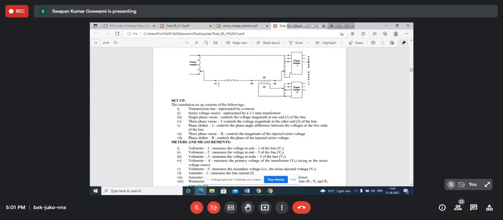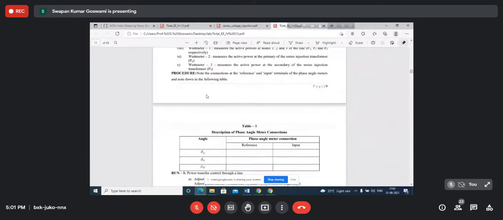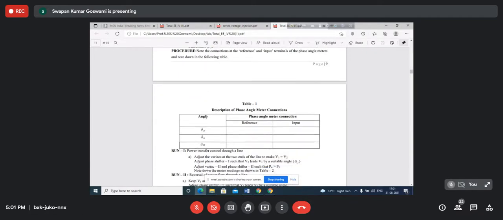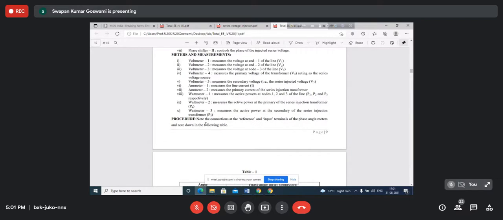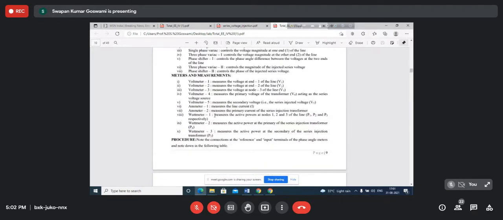All right. Now come to the procedure. You see that phase angle difference measurement is very important here because we have to ascertain in which direction power is flowing and how much power is flowing. That's why you have to measure the phase angle difference between different points. Say delta 1 2, delta representing the phase angle difference between point 1 and point 2. That means the phase angle difference between this voltage and this voltage is measured by delta 1 2.